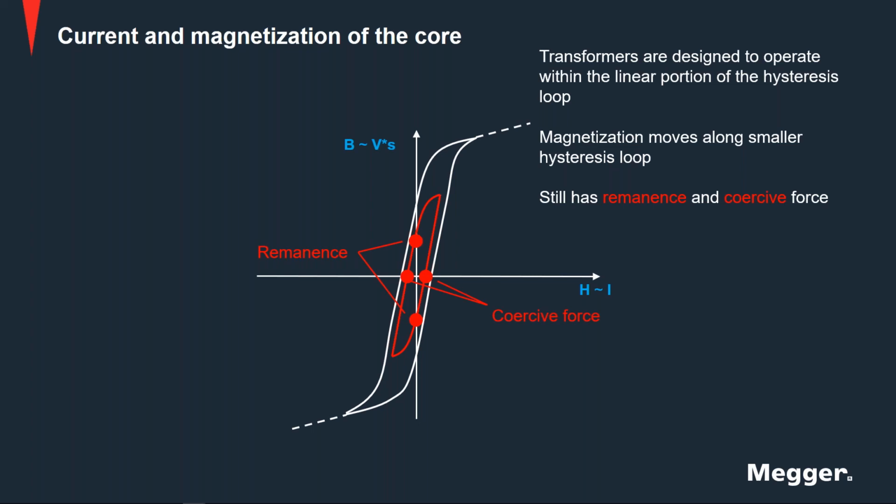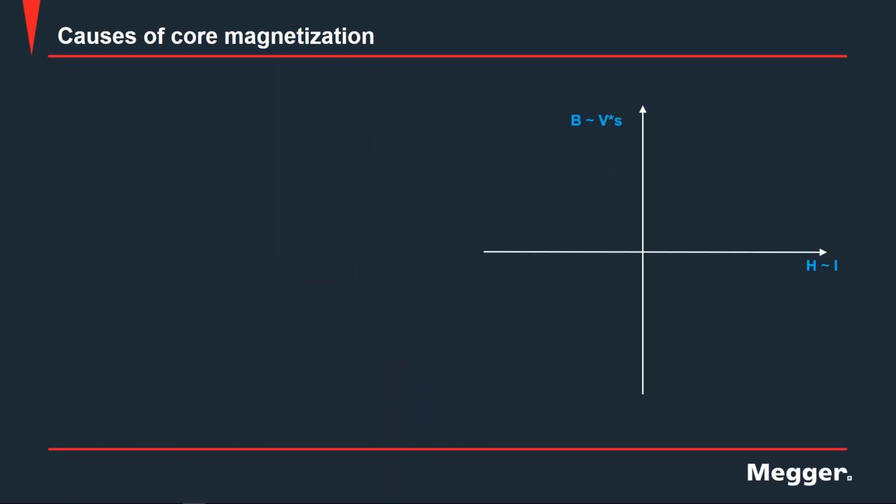So now that we've gone over some of the basics of how a transformer is going to operate under normal conditions, what are going to be some of the causes of core magnetization? We know that driving it up into saturation and letting it come back down will leave us with some remnants, but that really doesn't take into account, when you go to test or when you're looking at the transformer, why would it be magnetized?